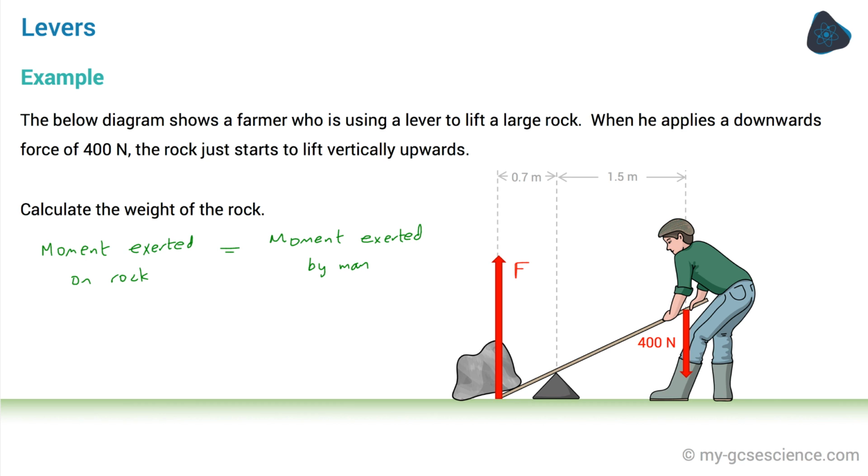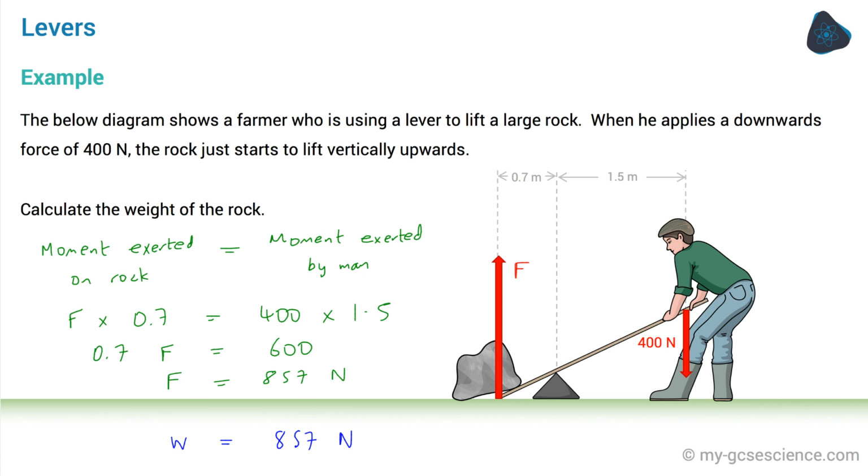Mathematically then, we can say that F times 0.7 equals 400 times 1.5, so then 0.7F is equal to 600, and dividing 600 by 0.7, F is equal to 857 newtons. That means that this is also the weight of the rock, which is 860 newtons to two significant figures.